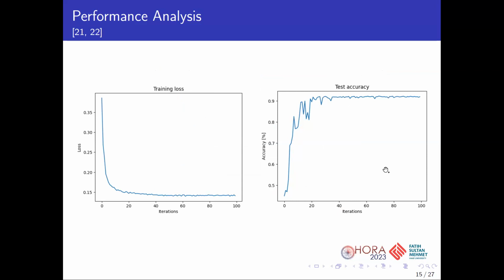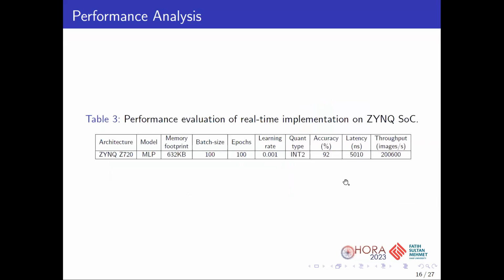In other words, we can tell that the integer-2 quantization yields a remarkably high accuracy rate compared to the floating point architecture. And the table demonstrates the impressive performance metrics, with an accuracy of 92%, indicating a high level of precision in its prediction. The latency of 5010 nanoseconds actually reflects a reasonably fast response time, allowing for efficient processing of incoming data.